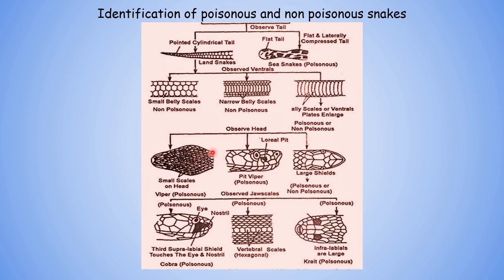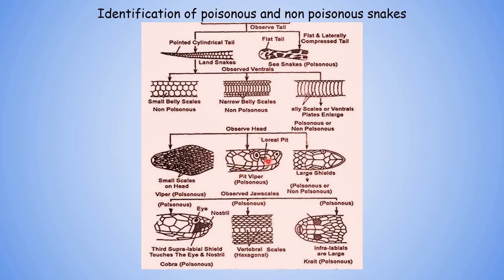You can identify viper with other features also. The head will be triangular. The head is more or less triangular in the case of viper, and the scales on the head and the entire body will be smaller scales compared to the larger shields seen in other snakes. They have smaller scales all over the body, and if the head is triangular with the feature of small scales on the head, you can confirm it as viper, which is poisonous.